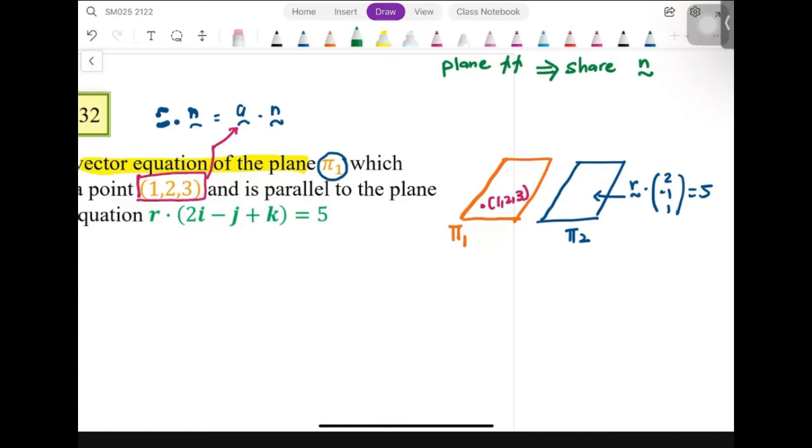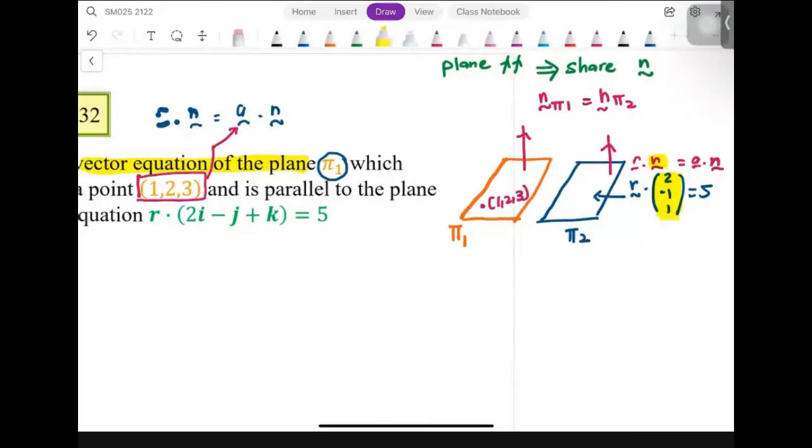Okay, so now means that normal vector for pi 1 must be the same with normal vector for pi 2. Okay, itulah purpose dia pergi bagi equation of plane for pi 2. Remember our formula just now, r dot n equal to a dot n. On our right side, a dot n equal to 5 tu kita dah tak boleh buat apa-apa lah. But we know on our left side, normal vector is given 2, negative 1, 1.